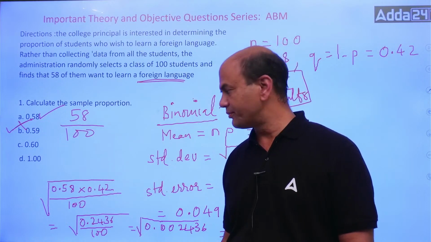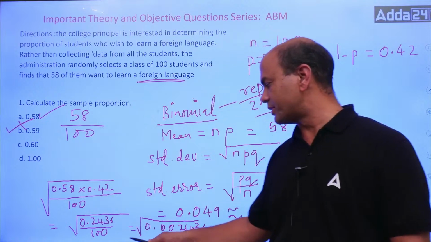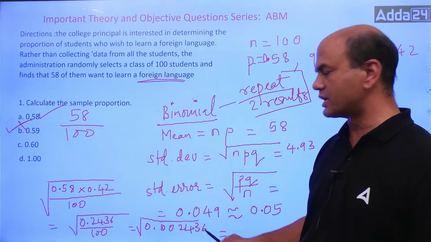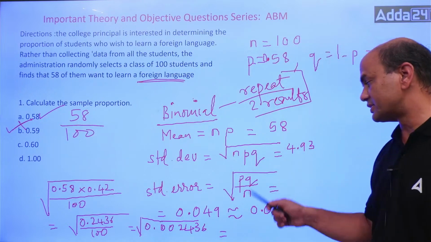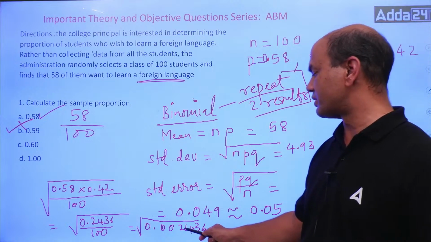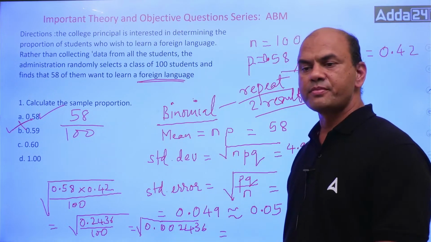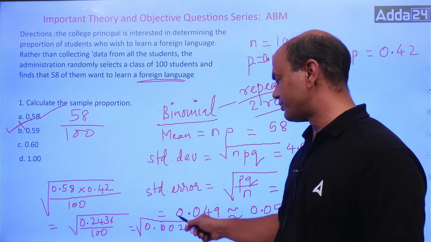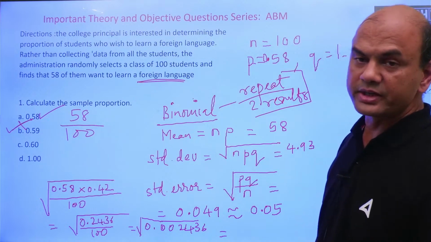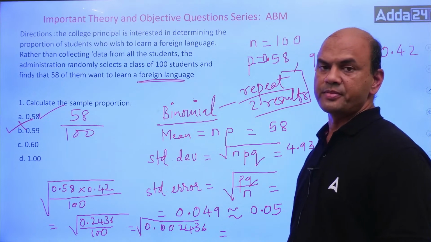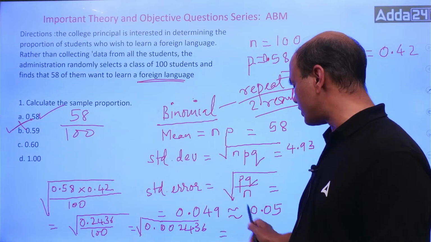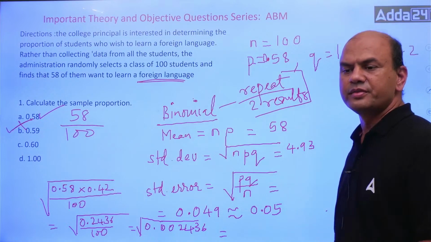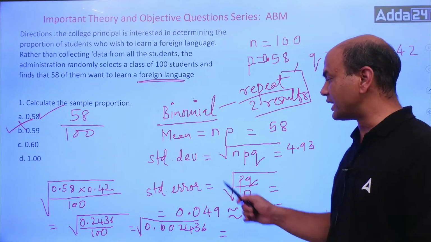Okay. So 0.2436 upon 100. You must get this as square root of 0.002436. Why are you getting this? If you do it, what will be the square root of this? How many of you are getting this 0.049? So that is known as standard error. You can round it off to 0.05. 49 means roughly 0.05. So you get the standard error as 0.05.